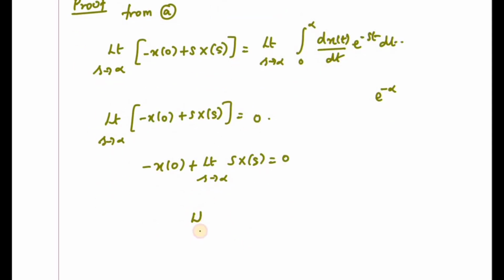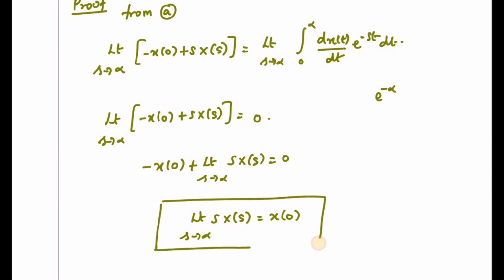So from this equation I can write limit s tends to infinity of s into x of s is equal to small x of 0. So this is nothing but your initial value theorem. So hence proved. Here the left hand side is equal to the right hand side.